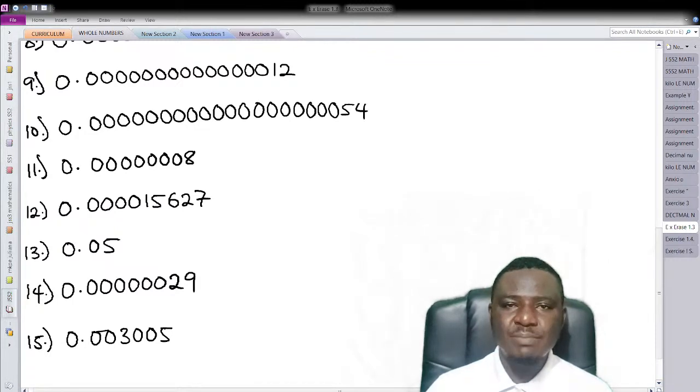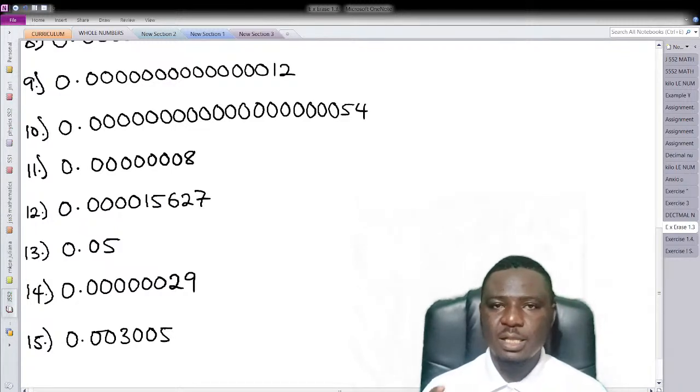We are having a mathematics class at the moment for those in junior secondary 2. And the topic is on whole numbers, how to express decimal numbers in standard forms.